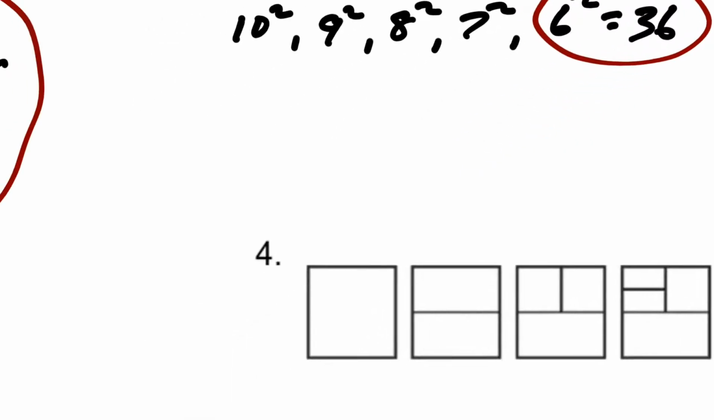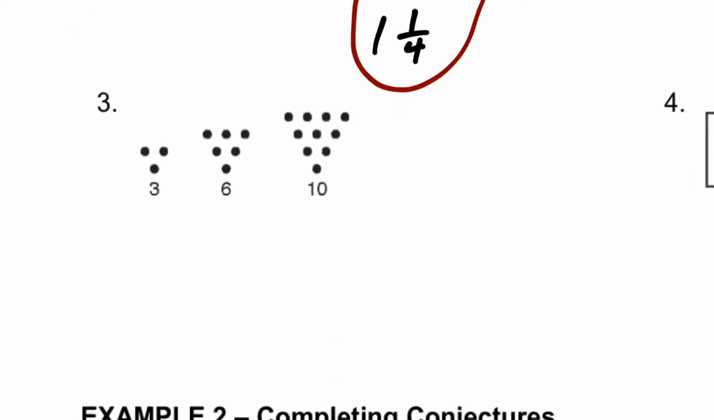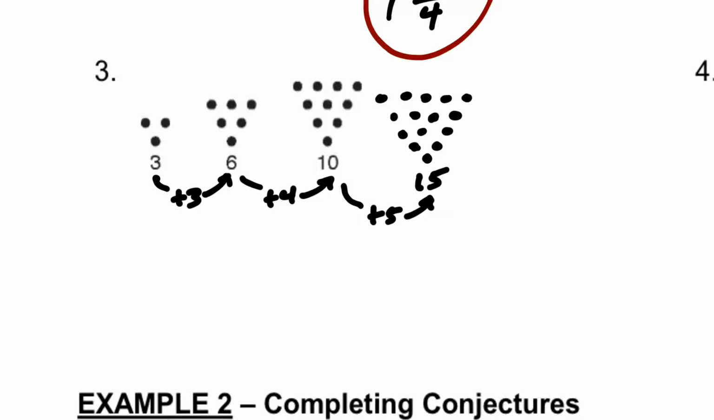Let's move on to number 3 in example 1. So I've noted what the pattern here is. To get from the first item to the second item, you're going to add a row with 3 dots. And then to get from the second item to the third item, you're going to add a row with 4 dots. Well, that means I should probably add 5 dots. So I'm going to add a row with 5 dots to get the next item in the pattern.